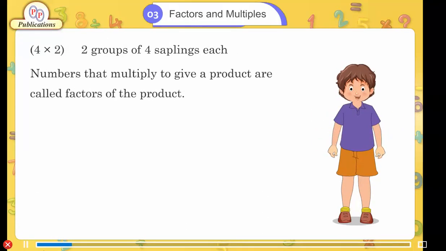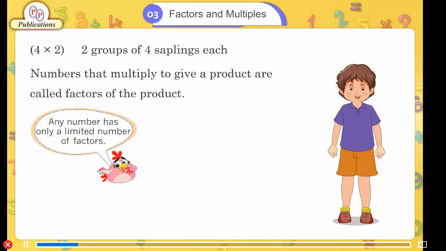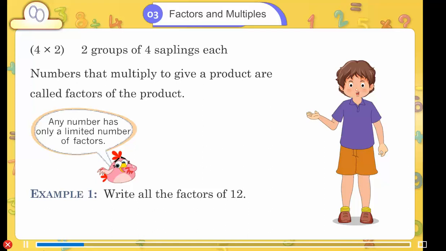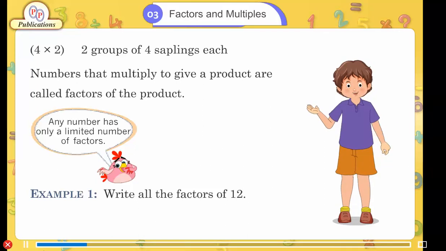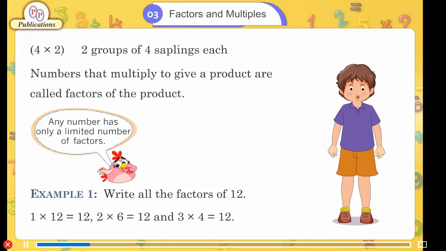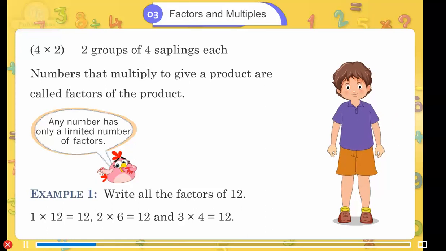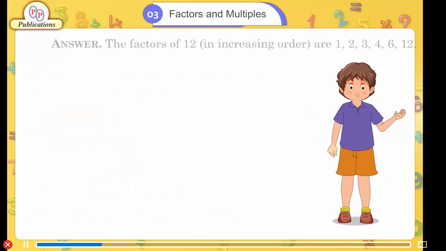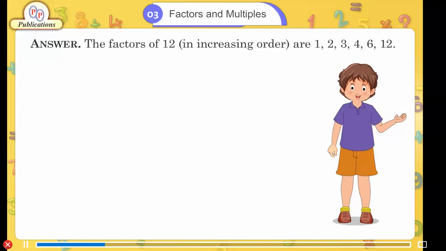Numbers that multiply to give a product are called factors of the product. Any number has only a limited number of factors. Example 1. Write all the factors of 12. 1 into 12 is equal to 12. 2 into 6 is equal to 12. And 3 into 4 is equal to 12. Answer. The factors of 12 in increasing order are 1, 2, 3, 4, 6, 12.